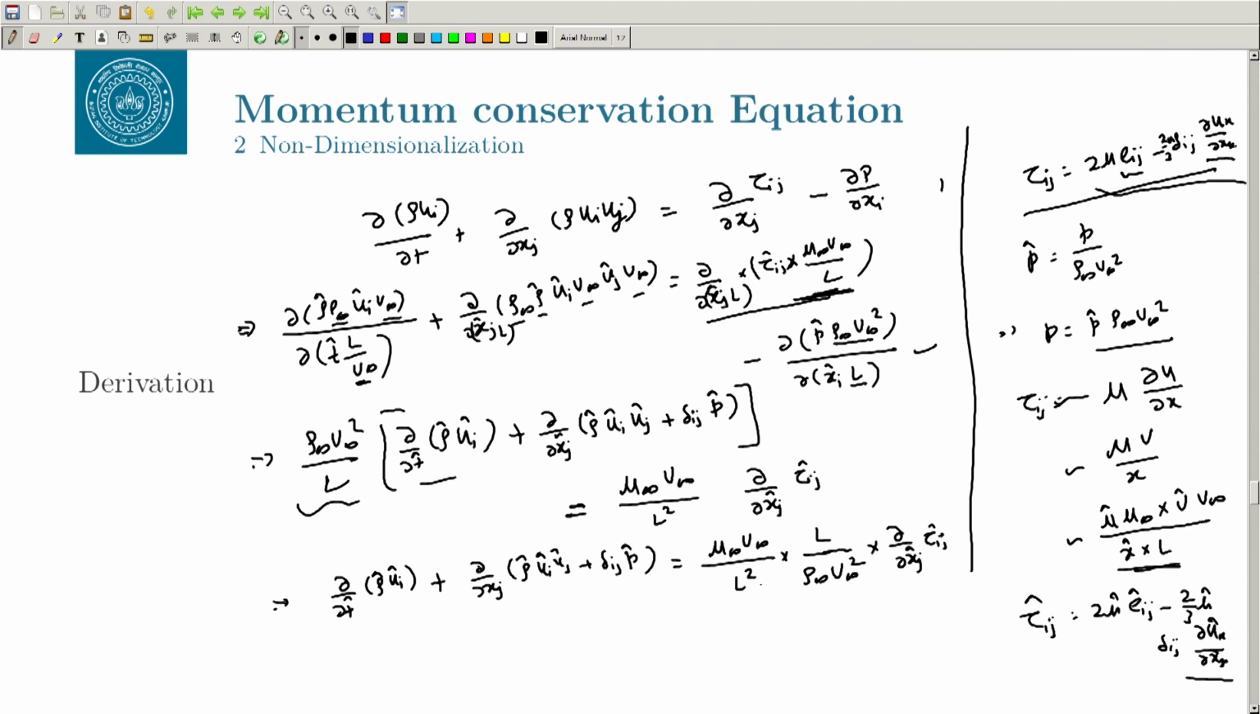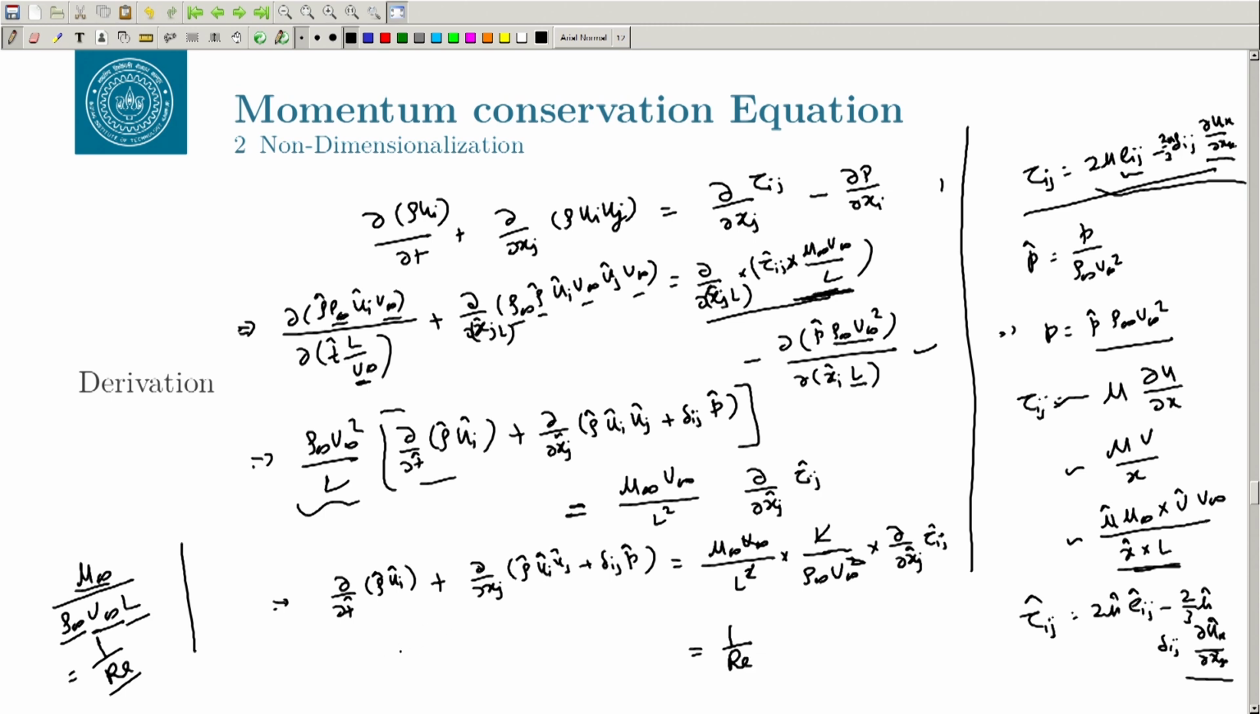If you manipulate this number, L will cancel out, u infinity will cancel out with u infinity. So what number you have here is mu infinity by rho infinity u infinity L. What is this number? This is nothing but the Reynolds number defined based on your free stream density, or whatever density scaling you have used for non-dimensionalization, the velocity scale, the length scale, and the viscosity scale used for non-dimensionalization. If you define your Reynolds number based on those scales, you can cast your entire equation in terms of the Reynolds number as the governing parameter.